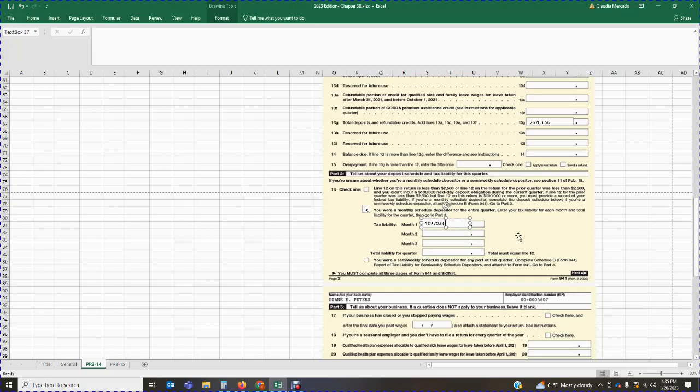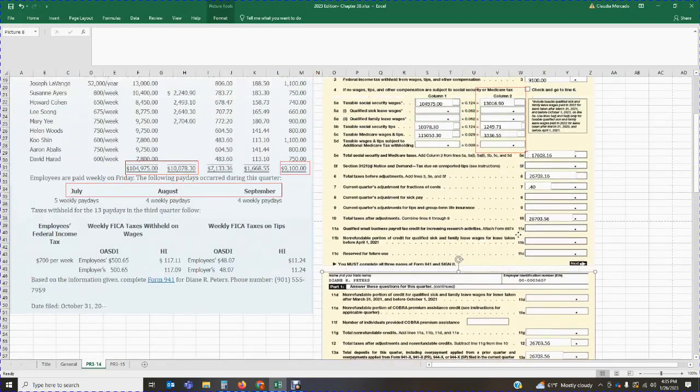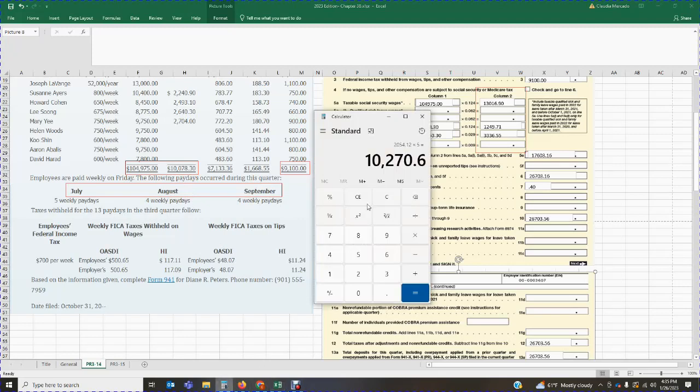Okay, now for month 2 we're going to do the same thing. We're going to add all those numbers, but now we have 4 paydays. If you see August and September, both of them have 4 paydays. So whatever we calculate for August, we can use for September because we're dealing with the same number of paydays. So what are we going to do again?